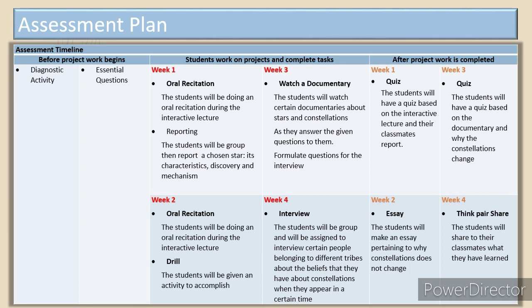Then week 4, think, pair, share. The students will share with their classmates what they have learned.